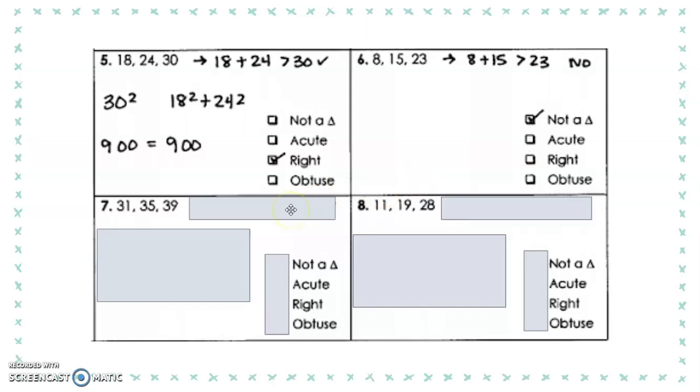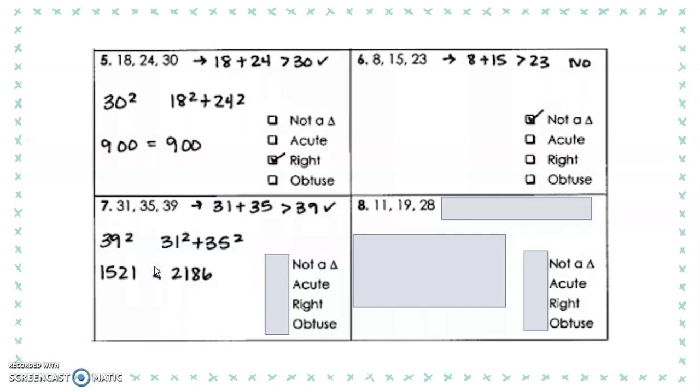Number 7, we're going to add the smaller sides, so 31 and 35. That's greater than 39, so I can keep on going. I'm going to do 39 squared and find that it's 1,521. On the other side, 31 squared plus 35 squared gives me 2,186. When I look at this problem, my c squared is less than my a squared plus b squared. If c squared is less than them, then that means that it's acute.